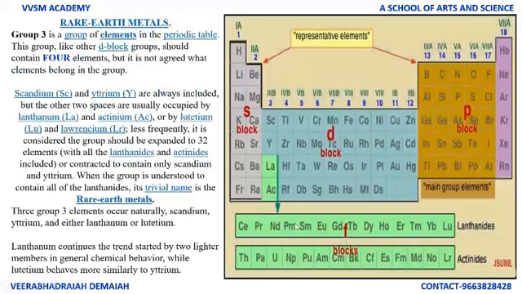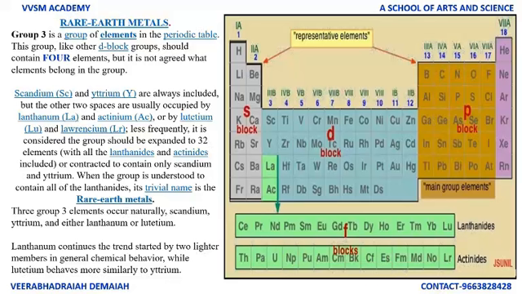Rare earth metals. Group 3 is a group of elements in the periodic table. This group, like the D block elements, should contain 4 elements, but it is not agreed what elements belong in the group. Scandium and yttrium are always included, but the other 2 spaces are usually occupied by lanthanum and actinium, or by lutetium and lawrencium. Less frequently, it is considered that the group should be expanded to 32 elements with all lanthanides and actinides included, or contracted to contain only scandium and yttrium.